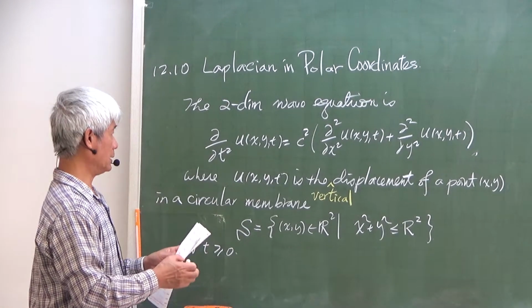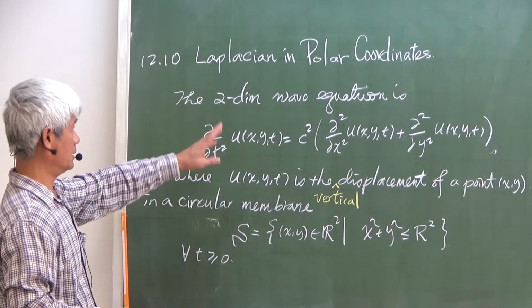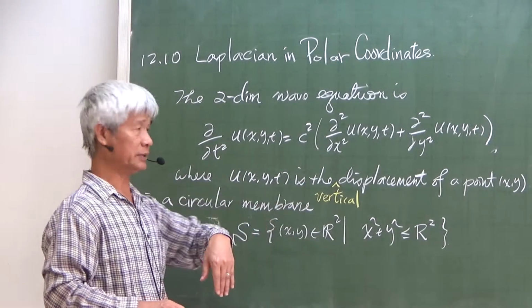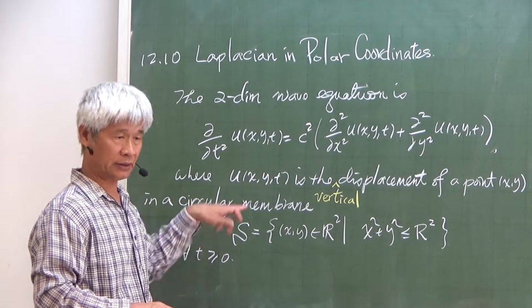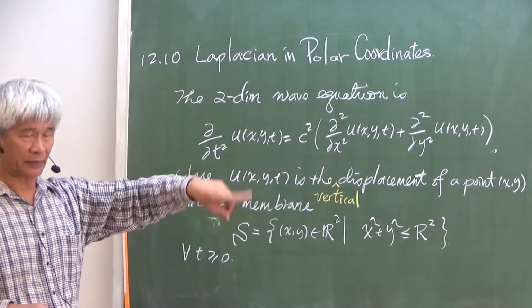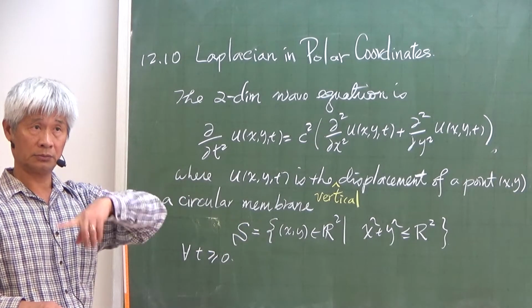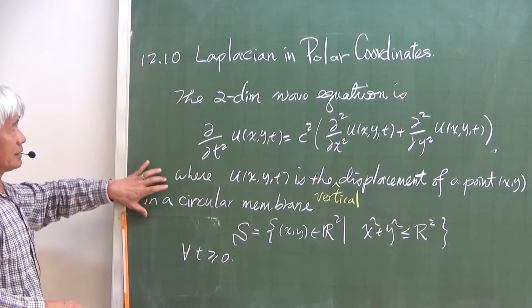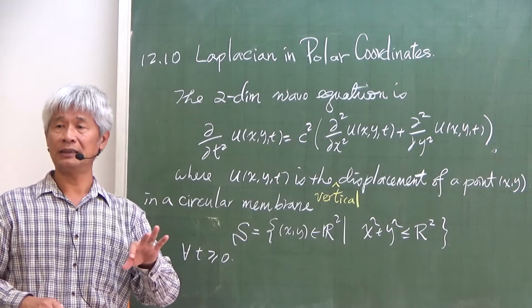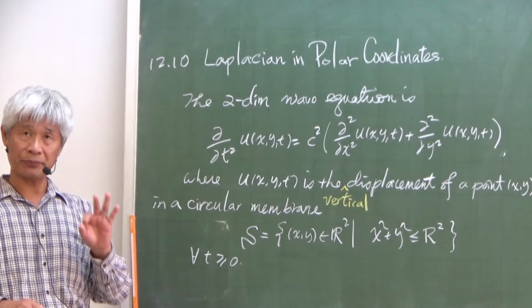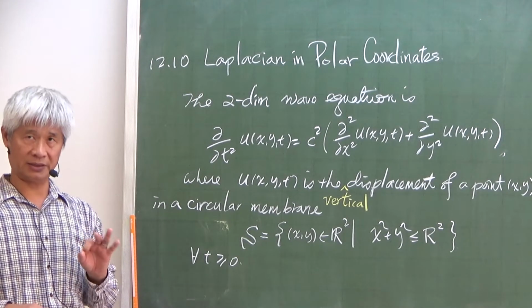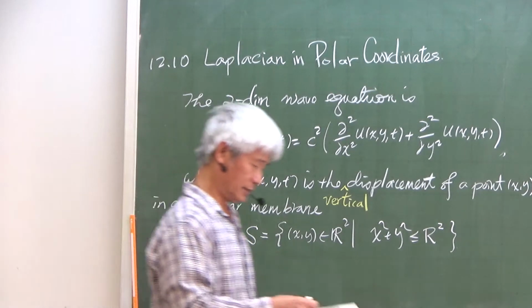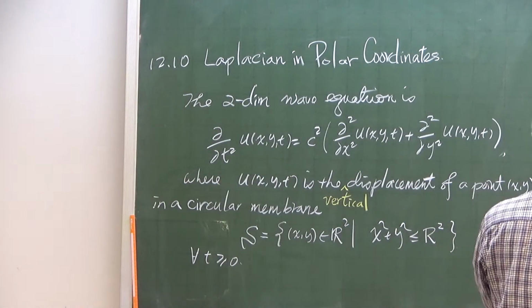Because the region is circular, as we mentioned last week, we will have boundary conditions on the boundary of the circular membrane. And the boundary of a circular membrane is just a circle. So this is like the rectangular membrane we discussed in the last section.